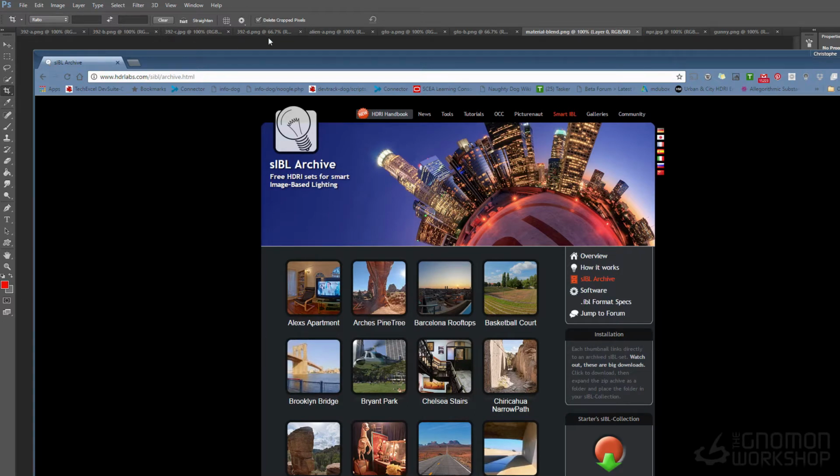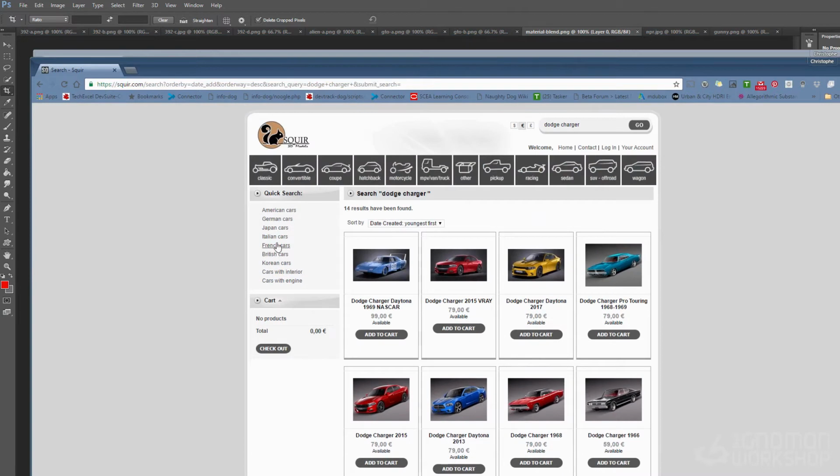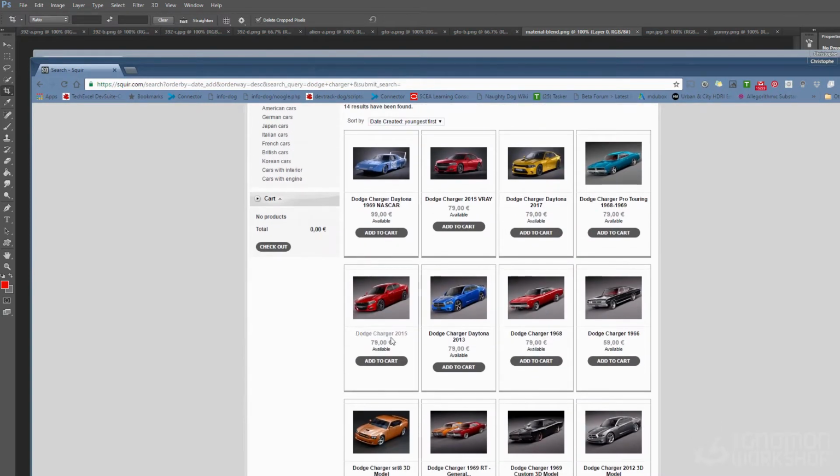Furthermore, I am using one model that I did not model myself. I did buy it from Square.com. I would suggest for you guys, if you're looking for a very good model that is not too expensive, to go there and just grab what you like.